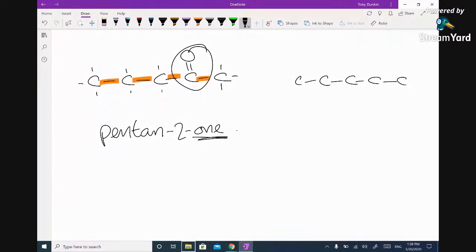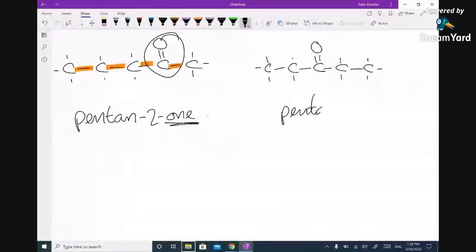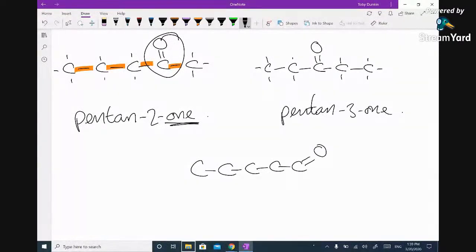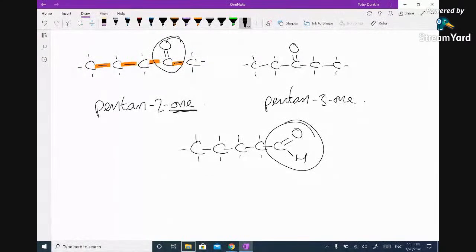Now, it's super common for students to make a mistake here. That now, of course, is pentan-3-one. A very common mistake is for students to move it to the end. You can't do that, because if you do that, you change the family. That now becomes pentanal. Very common, not allowed. That's pentanal.